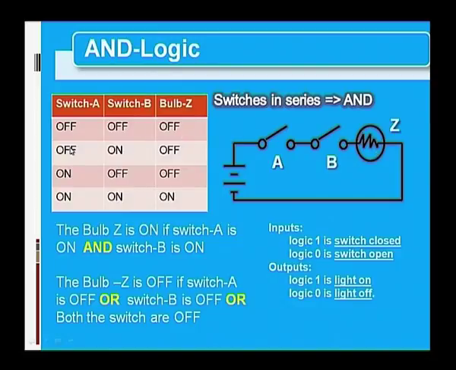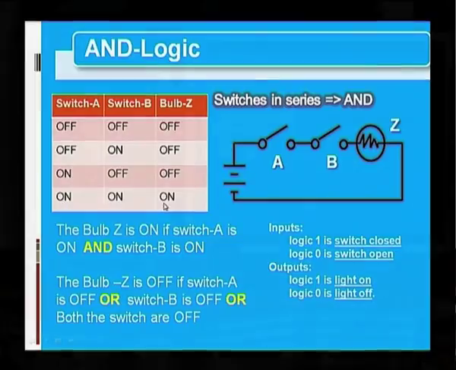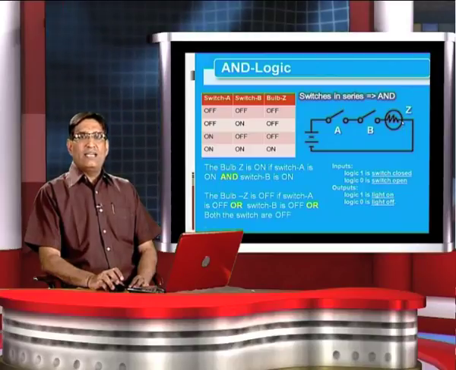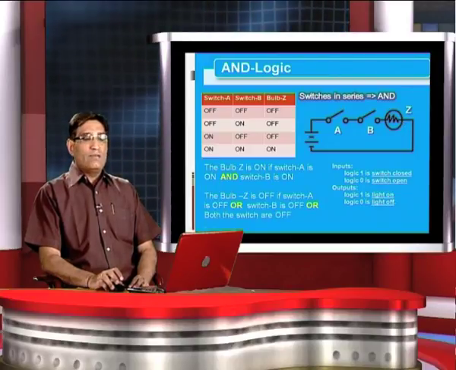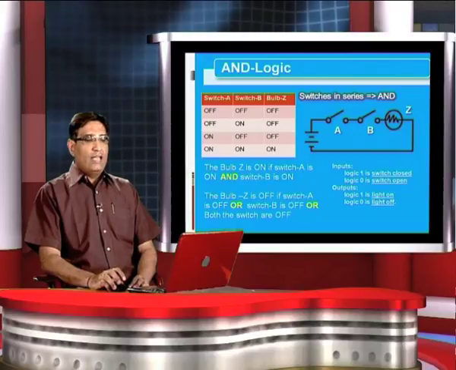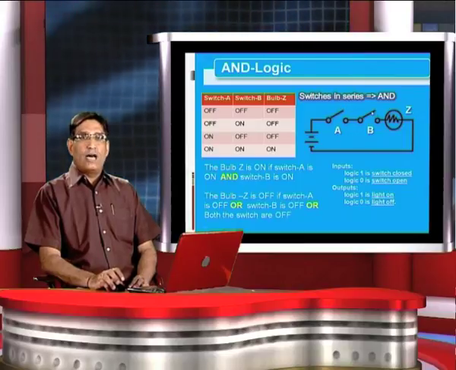So from this table we find that if switch A is off and switch B is off, the bulb is off. If switch A is off but B is on, then still the bulb is off. If switch A is on but B is off, then still the bulb is off. If A is on and B is on, then the bulb is on. That means AND logic is nothing but switches in series. That means the outcome will be true if and only if the inputs are true.